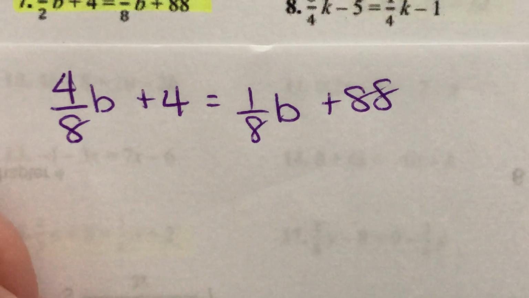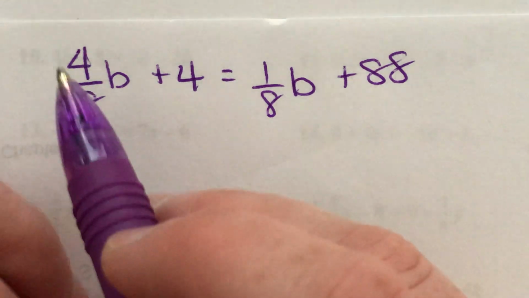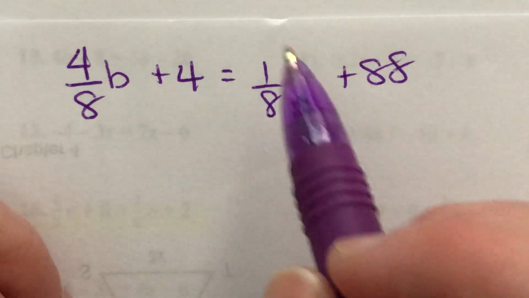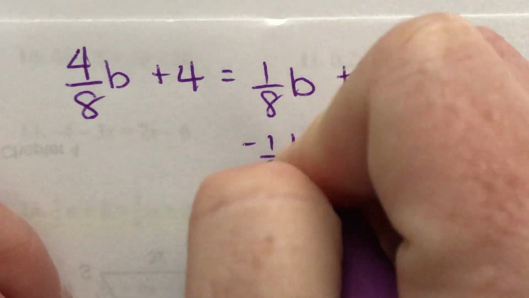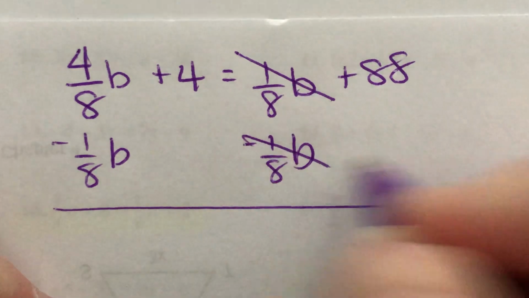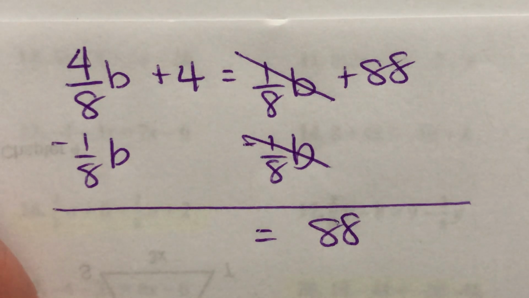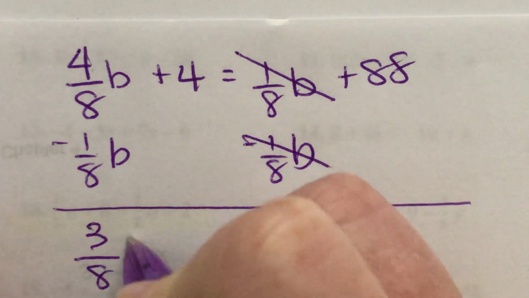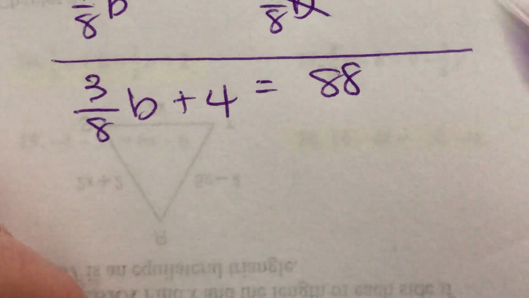Okay, so here's where we're at. Now I have to get rid of the smallest variable. Okay, what's smaller, 1/8 or 4/8? If there's a pizza and it's cut into 8 slices, who ate less? The person that ate 1 slice or the person that ate 4? Obviously this one. So I'm going to subtract 1/8 b from both sides of my equal sign, and this guy over here cancels out. So I'm left with 88. Bring down my equal sign. 4 over 8 minus 1 over 8 is just 3 over 8, b plus 4. Now I've got a regular old multi-step equation, but since there's a fraction, we'll keep solving.